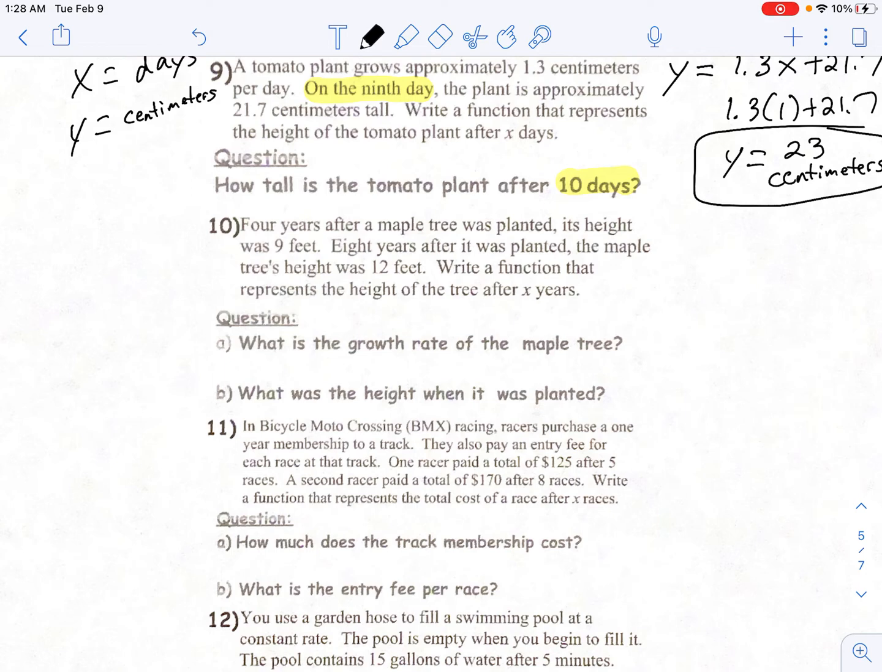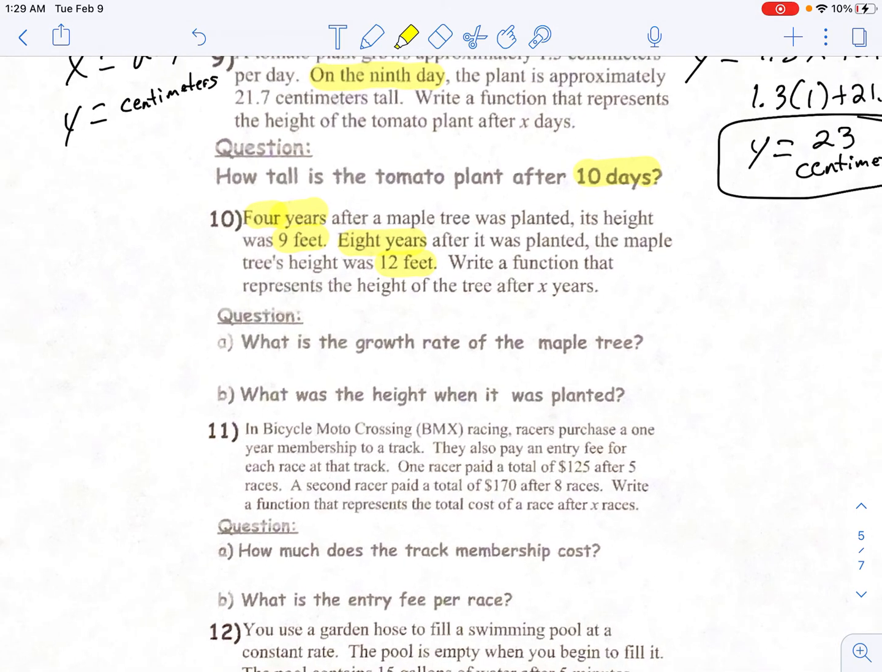All right, number 10. It says 4 years after a maple tree was planted, its height was 9 feet. 8 years after it was planted, the maple tree was 12 feet. Now, this kind of goes back to a couple problems I worked on in a previous couple videos, okay? It gives you 4 numbers. 4 years, 9 feet. 8 years, 12 feet. And the 4 numbers are in sets of pairs.